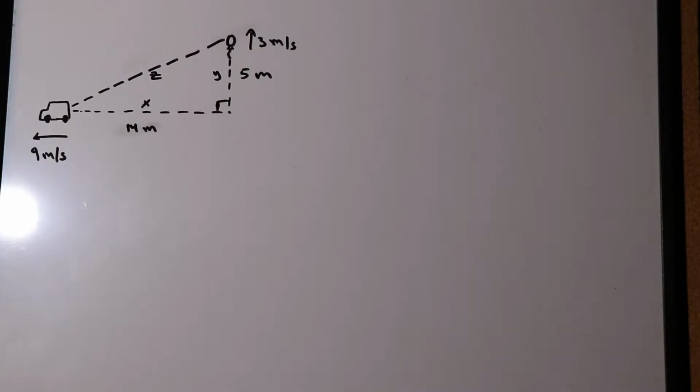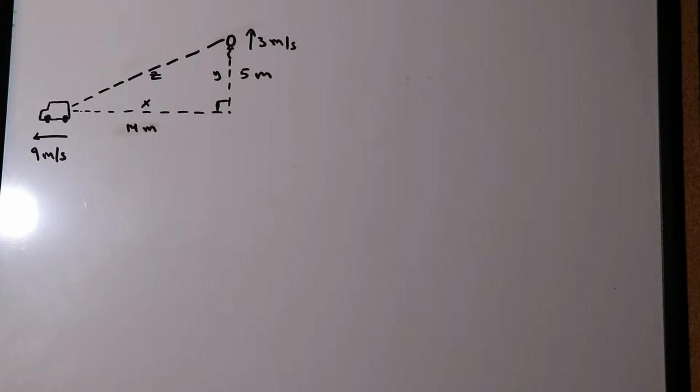Welcome everyone. Today I'm going to explain the brief overview of this problem that we will solve. It's between a car and a balloon, and you can see the system creates a right triangle. Therefore, we're going to use the Pythagorean theorem.